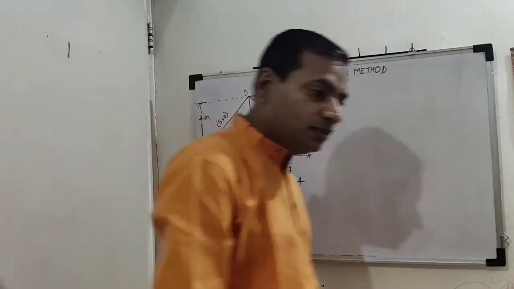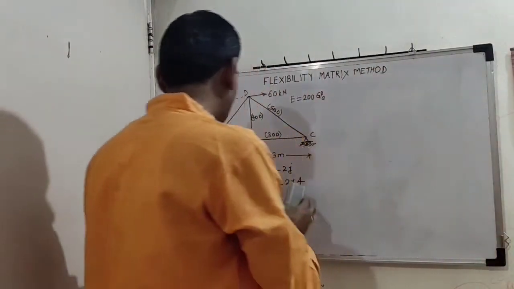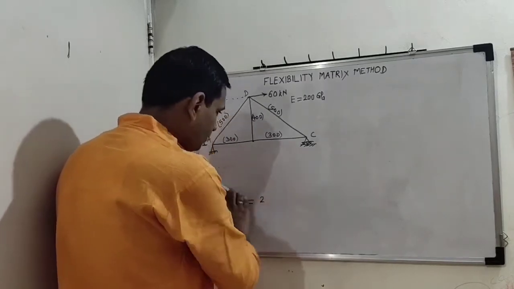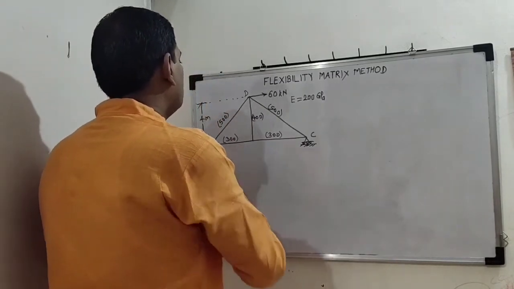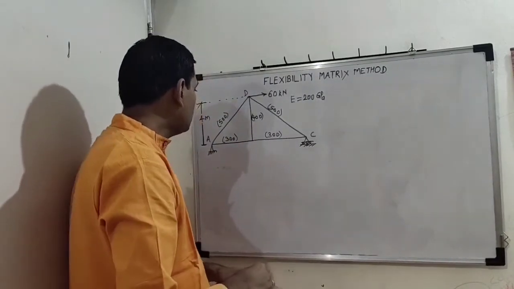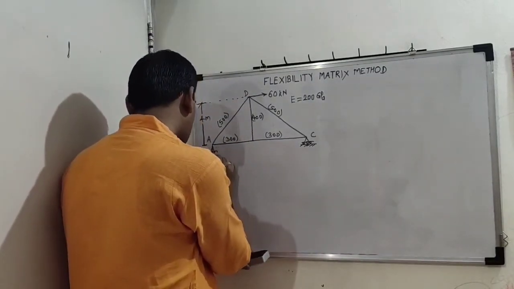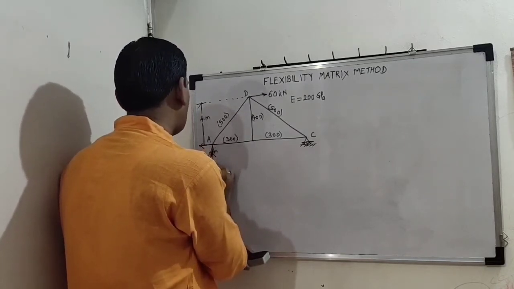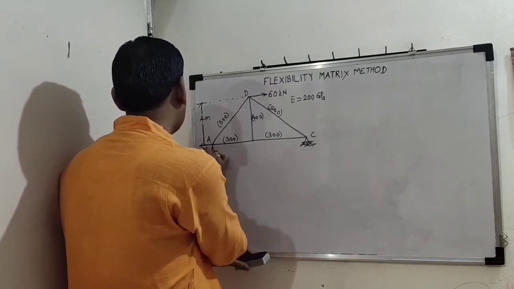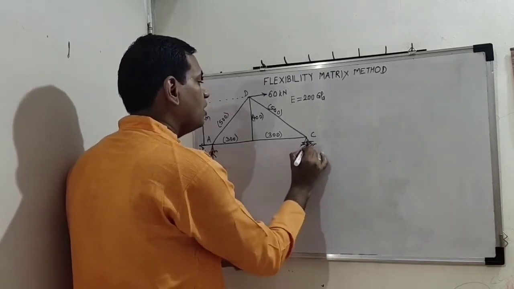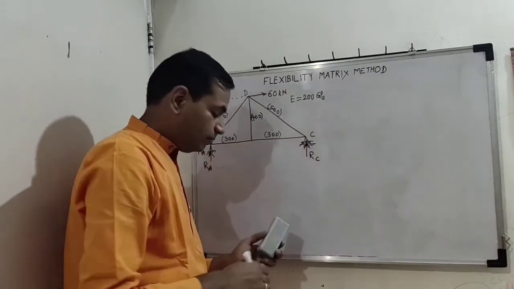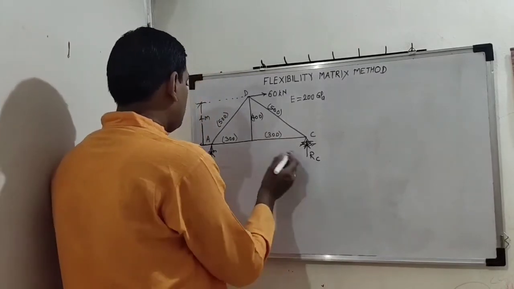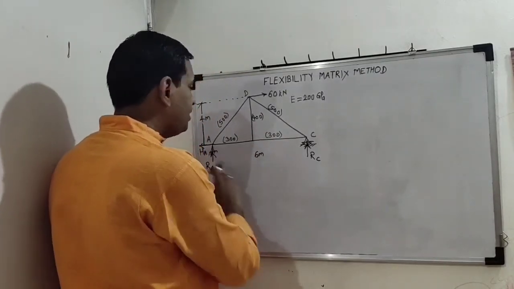Let us do it. So now I have removed the support and now I will show these 2 reactions. This is RA or VA, this is HA, this is RC or VC. So this is 6 meter. We will first of all find these 3 reactions.